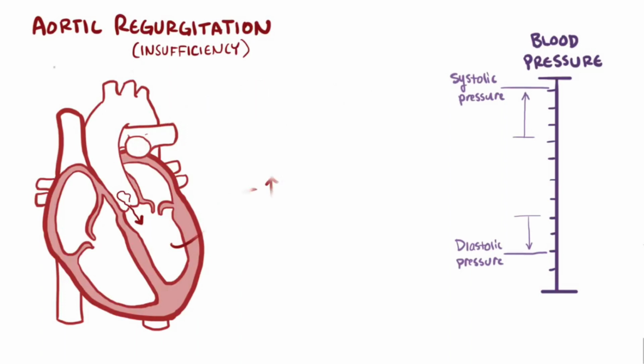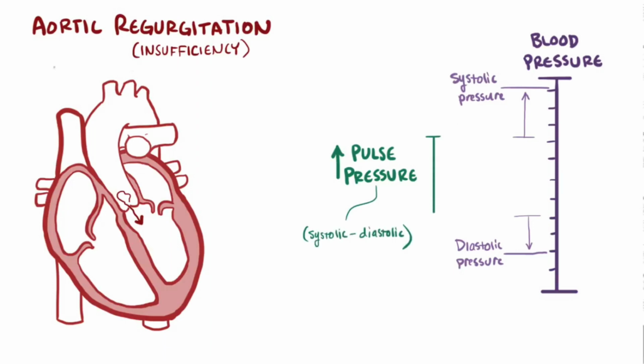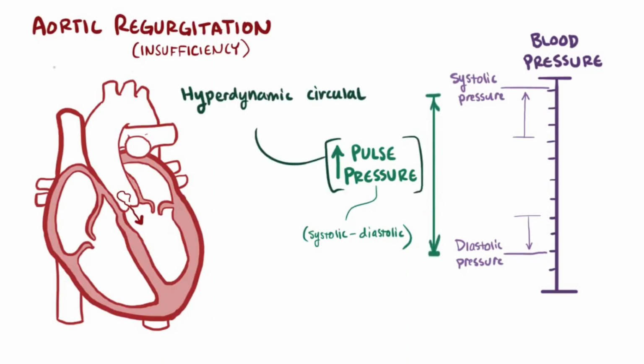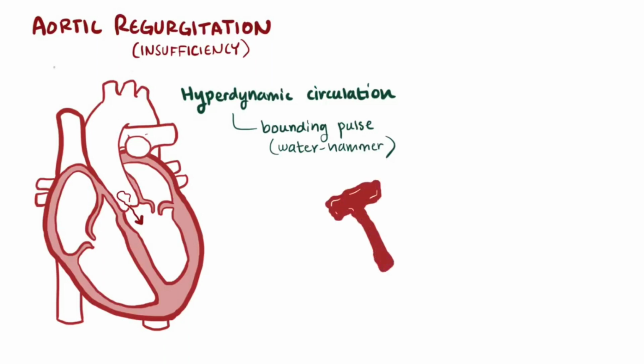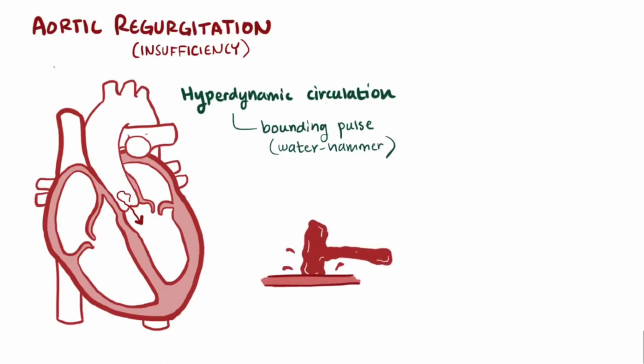A higher systolic pressure and lower diastolic pressure means an increase in pulse pressure, which is just systolic pressure minus diastolic pressure. A large pulse pressure, meaning a large difference between systolic and diastolic pressure, is referred to as a hyperdynamic circulation. Patients with a hyperdynamic circulation have bounding pulses, or water hammer pulses, because the blood, which is mostly composed of water, slams like a hammer against the walls of the artery with each heartbeat.